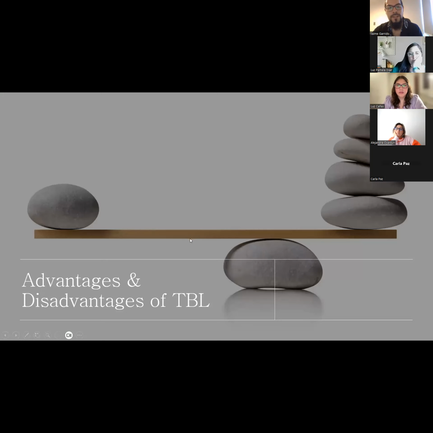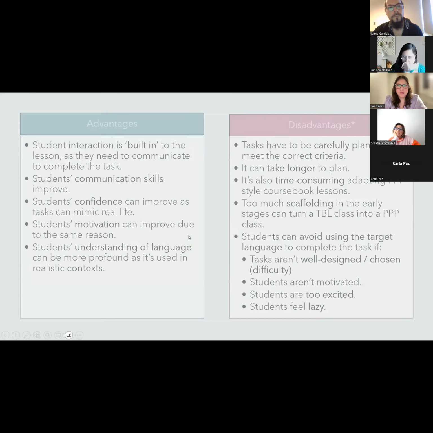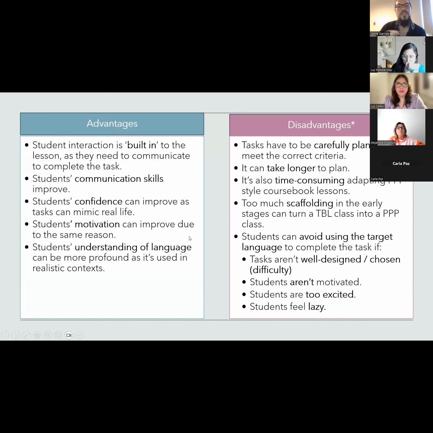Well, some advantages and disadvantages of TBL. Let's see. Students' interaction is built into the lesson as they need to communicate. Students' communication skills improve, not only in terms of English, but they are able to talk to their partners. They're not focusing on a computer or software screen all the time, or on a worksheet. They are talking to real people.